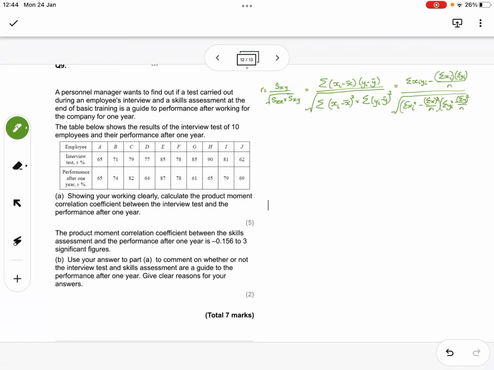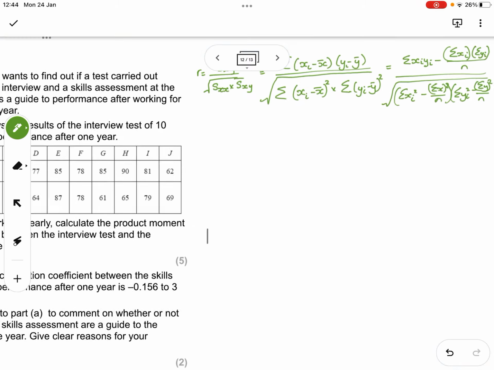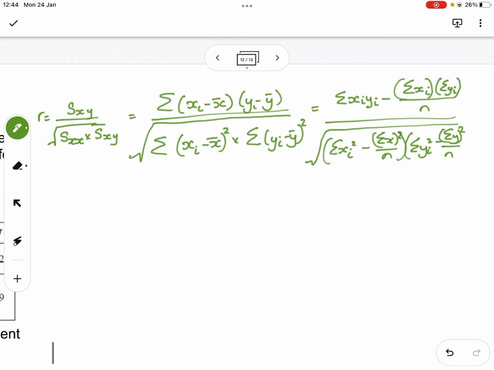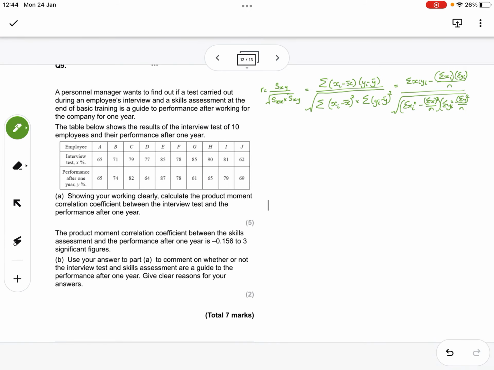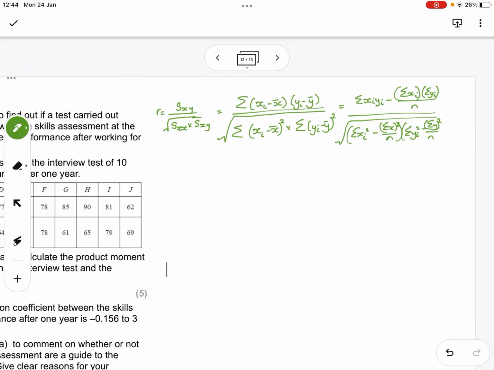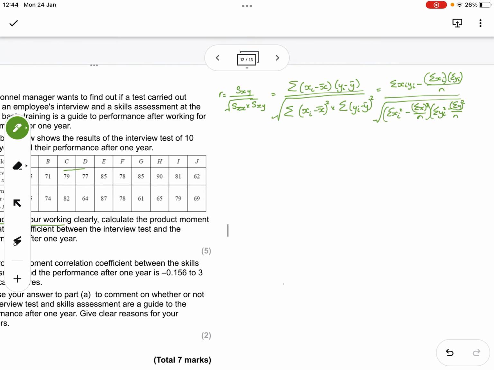Right, this is question 9, and I've copied down the product moment correlation coefficient formulas from the formula book. Okay, there they are. What they're asking us to do is show your working clearly and calculate the product moment correlation coefficient.